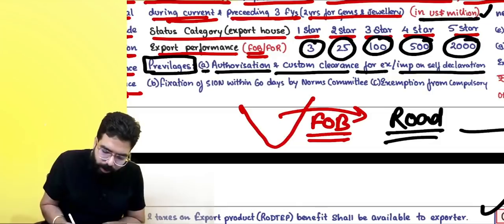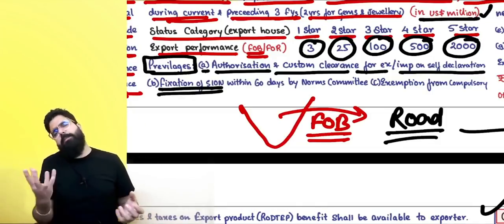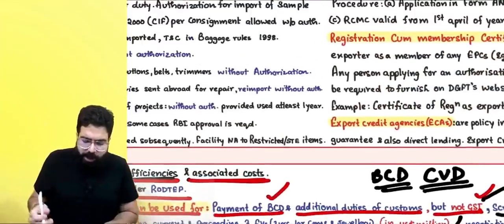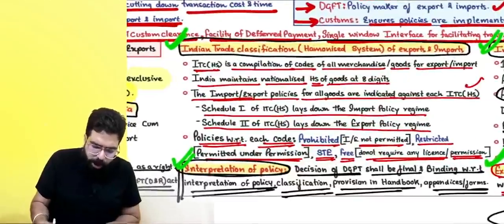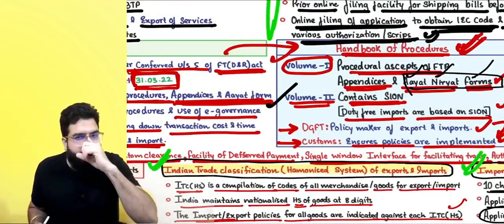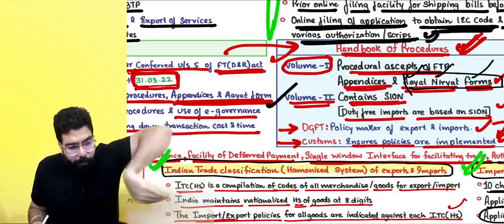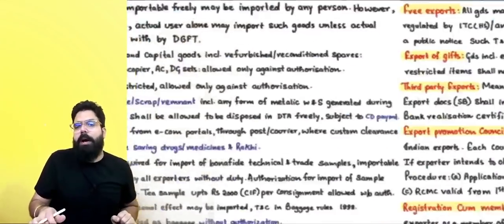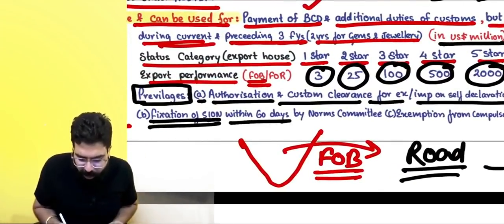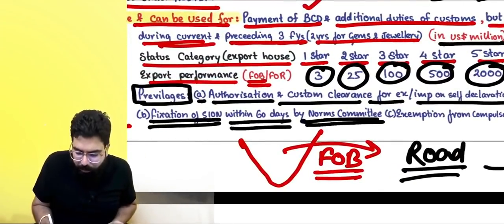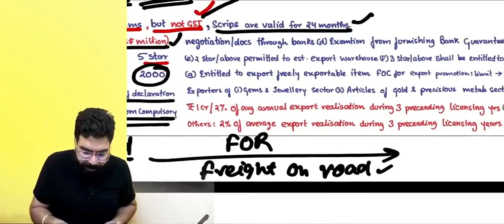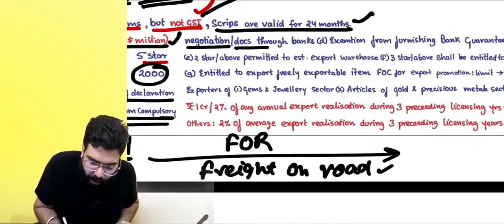Then fixation of SION. Sir, what I am going to import, I don't have a standard input output norm. The SION book does not give a standard input output norm. What to do? Then you have to go to the SION fixing committee, which will fix the standard input output norm. It takes time. But in the case of a status holder, whenever SION is not there, fixation of SION is done within 16 days by the norm committee.